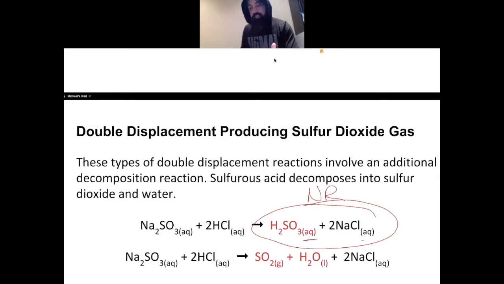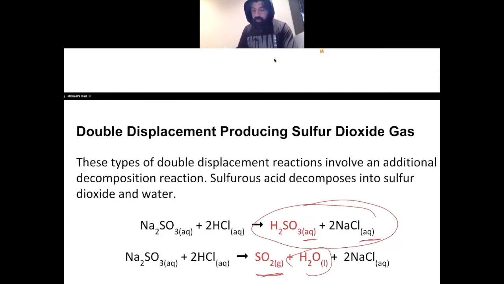Why? Because the two products are both aqueous. What that means is they're not really bonded together. They're dissolved in water as ions. But the truth of the matter is, this product in fact further decomposes into sulfur dioxide and water. So the reaction does take place because a gas actually is produced.